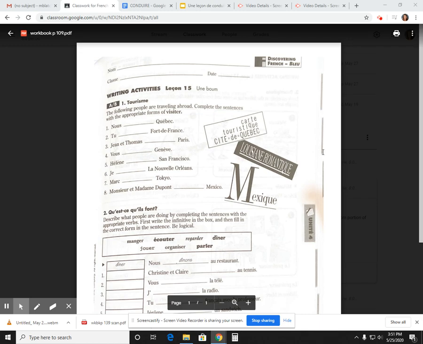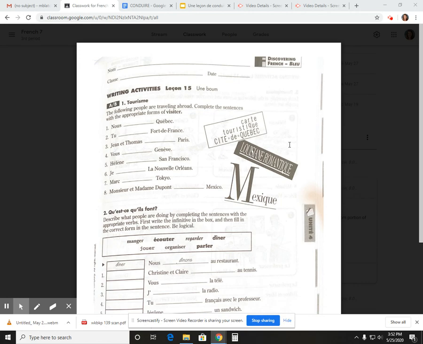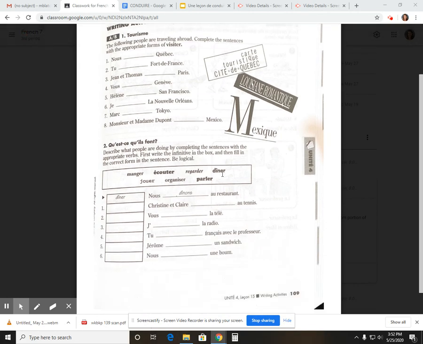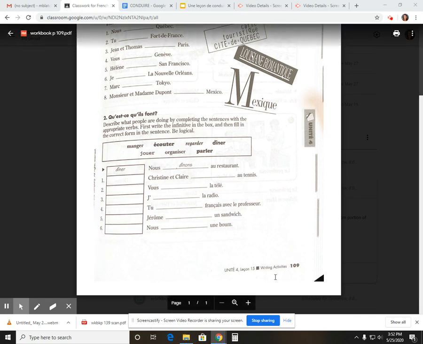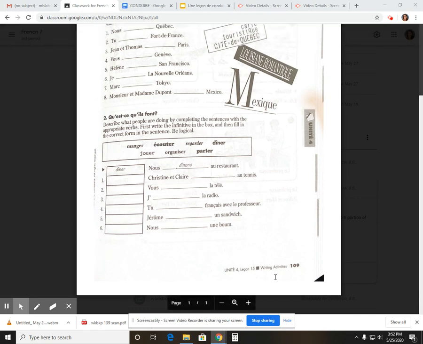All right, guys, so this is the instructional video for page 109. Last week you were assigned the top part of page 109, and this week you are assigned the bottom part, which is a little bit more challenging. So, qu'est-ce qu'ils font? What are they doing?